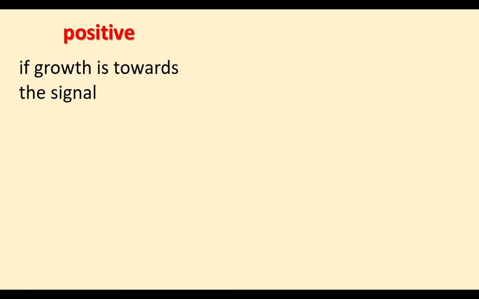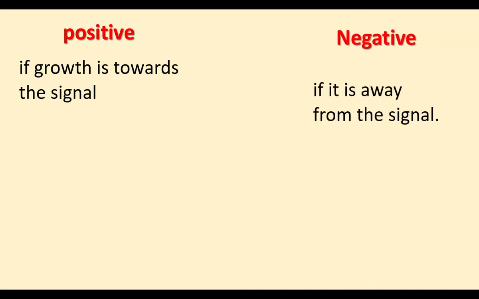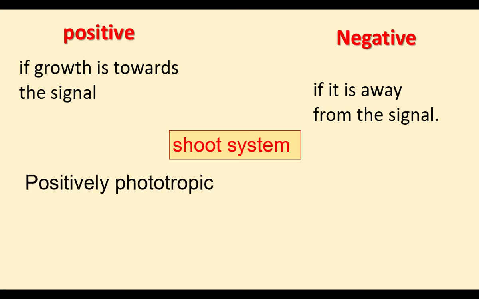Tropism may be positive if growth takes place towards a signal. Tropism is negative if growth is away from the signal. The shoot system is positively phototropic. It grows towards light. And it is negatively geotropic. Shoot system grows away from the gravity.